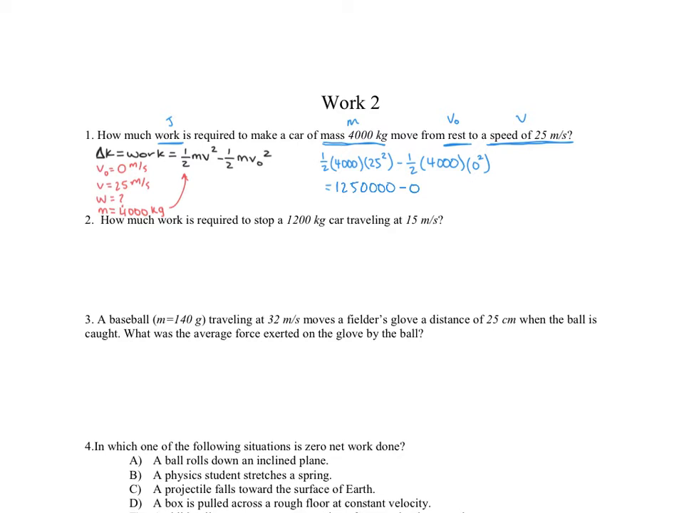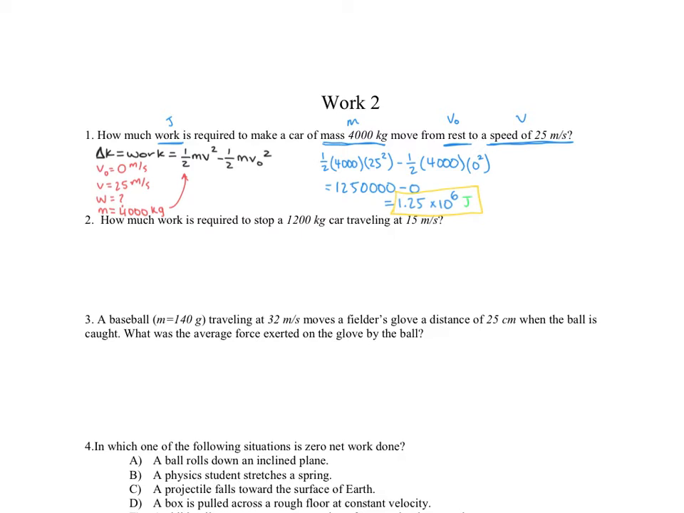So we have this number, and that is nothing but 1.25 times 10 to the power of 6. And we can't forget our units in joules. So this is our final answer: 1.25 times 10 to the power of 6 joules.